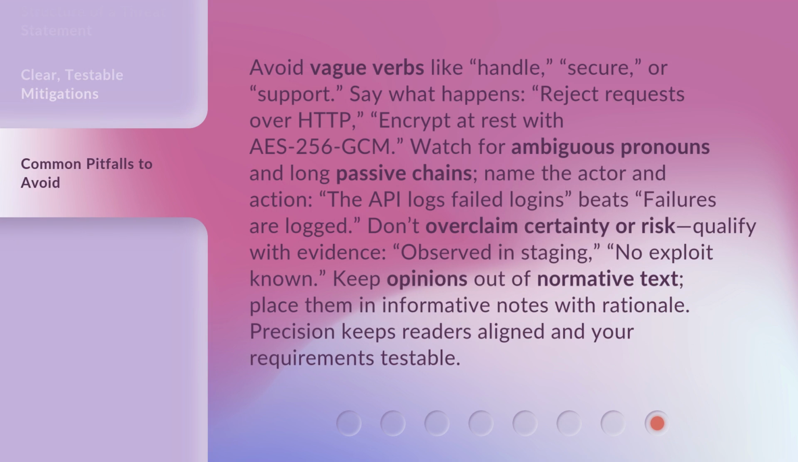Avoid vague verbs like handle, secure, or support. Say what happens. Reject requests over HTTP. Encrypt at rest with AES-256-GCM. Watch for ambiguous pronouns and long passive chains. Name the actor and action. The API logs failed logins beats failures are logged.